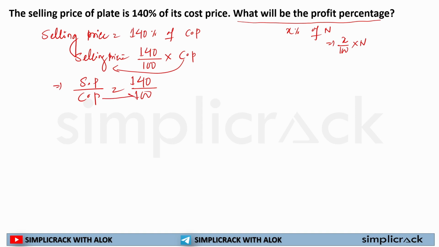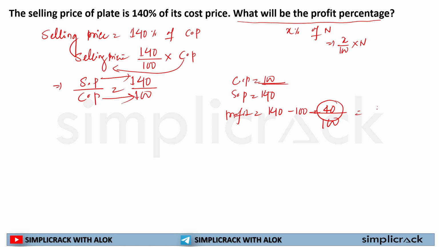Now, what is my cost price? 100. What is my selling price? 140. How? This is a property of ratio and proportion. So cost price 100, selling price 140, profit 140 minus 100, that is 40, and I am getting this 40 amount on the cost price, that is 100 rupees. So the profit percentage is 40%. Are you able to get this? Are you understanding, guys? If not, pause it and understand. All the crux is here.